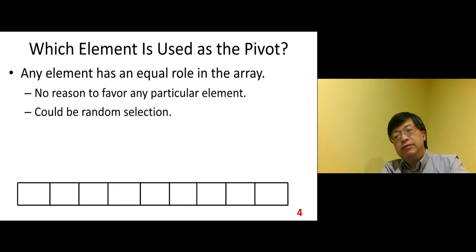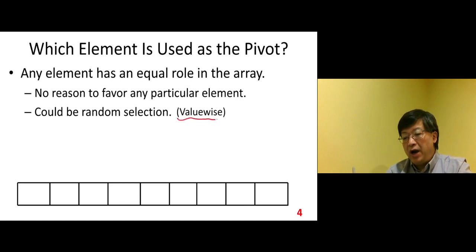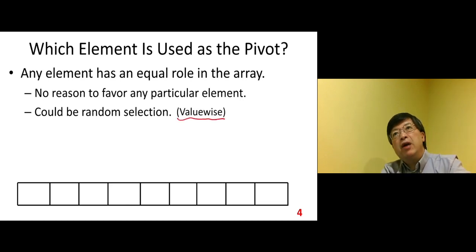So although it could be a random selection, the exact meaning of this random selection, value-wise, so here we are talking about the values of these elements. So the pivot element has certain value, right? And we don't know any information about that value.